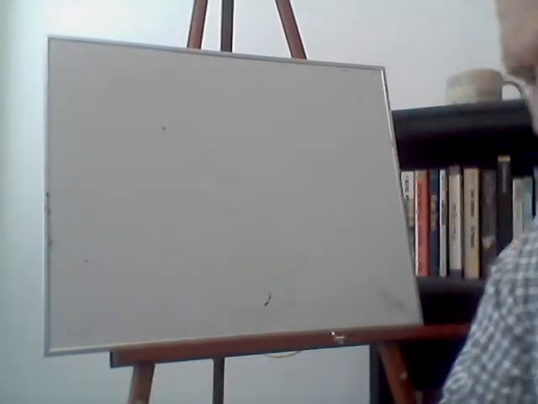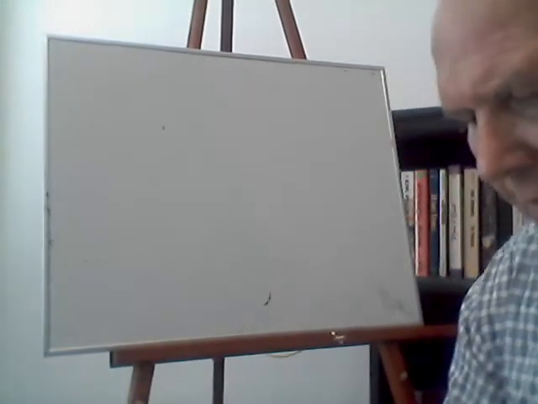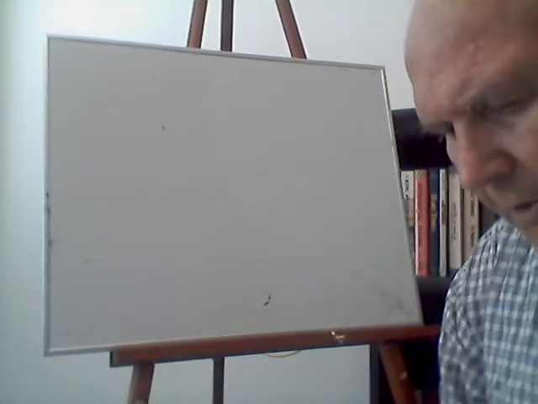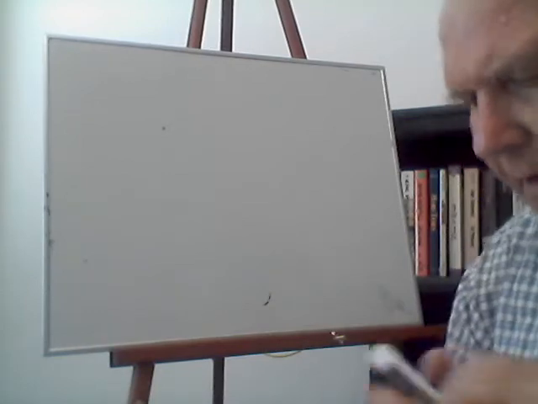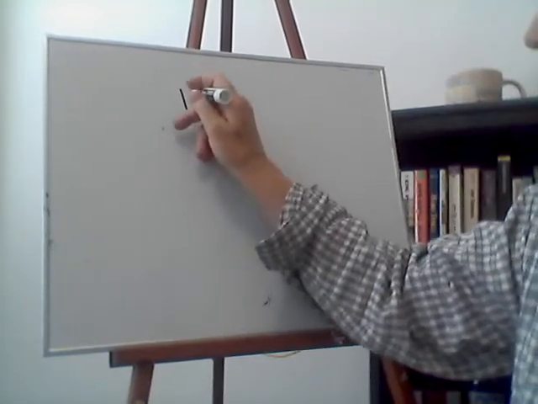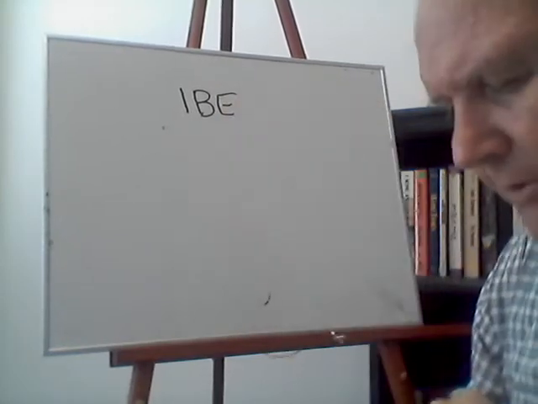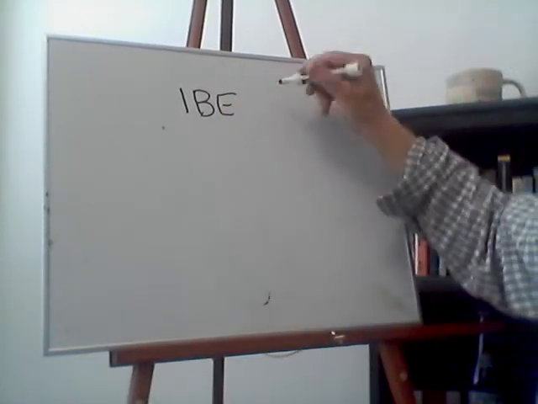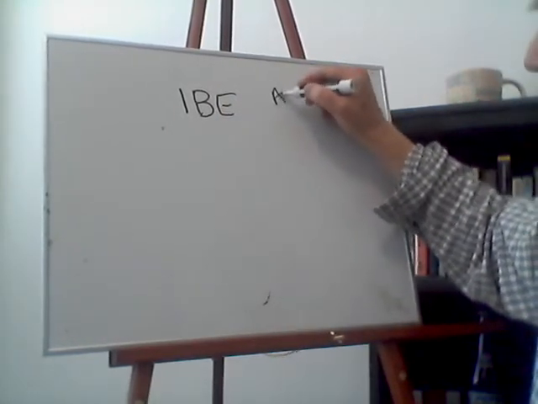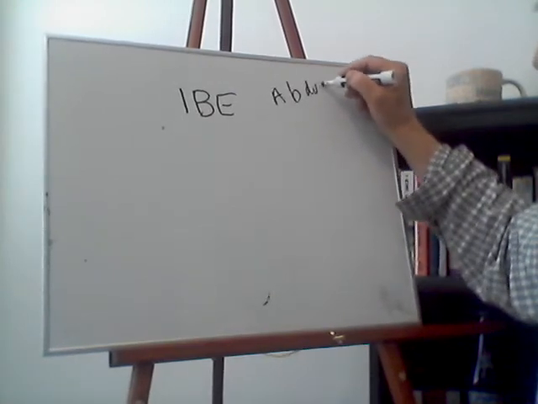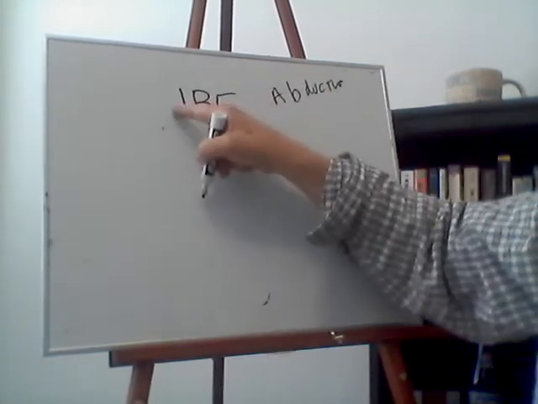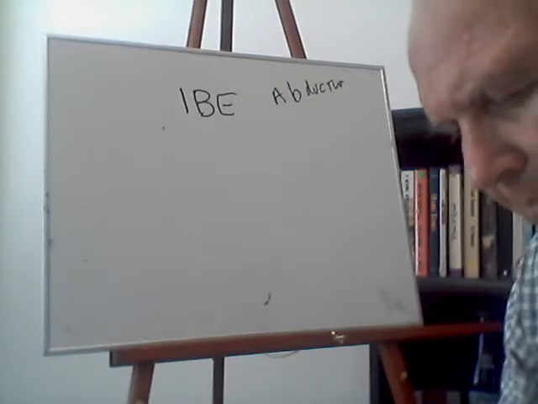Okay, I'm still in chapter 2. I'm doing exercise 2.5 in critical thinking. So we're dealing with identifying IBEs, so make sure you know what this is. Inference to the best explanation. That's what your book calls it. C.S. Peirce called it abduction. So they're the same thing, abduction, or inference to the best explanation.